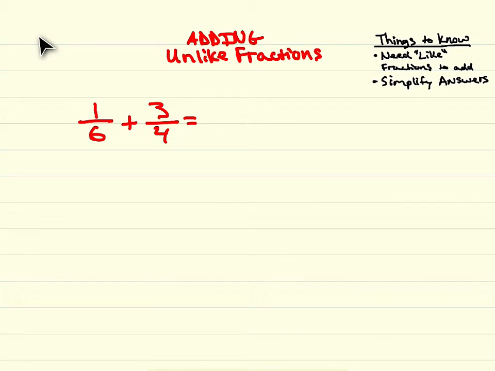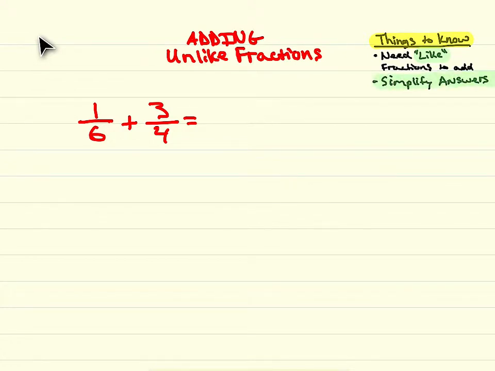This video is on adding unlike fractions. There are some things you need to know to add unlike fractions. To add unlike fractions, you need to have like fractions. Like fractions are fractions that have the same denominator. Also, you need to make sure you simplify your answers, otherwise you'll have the wrong answer.